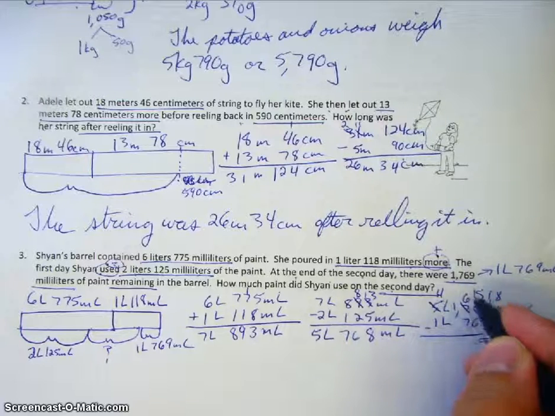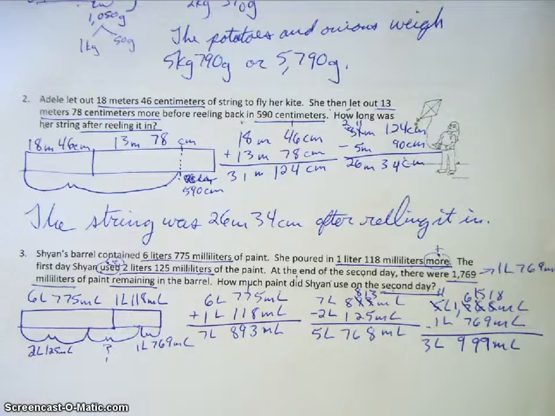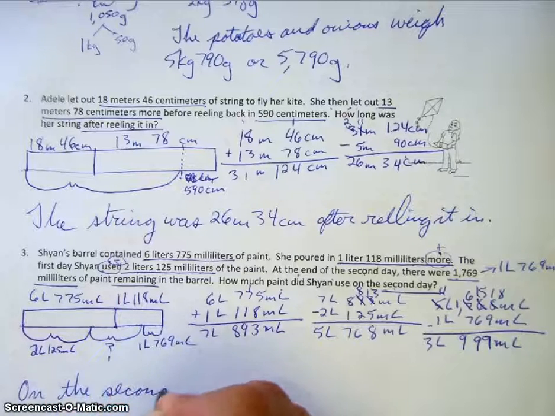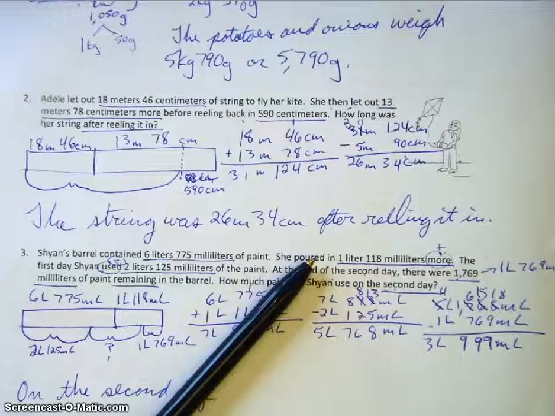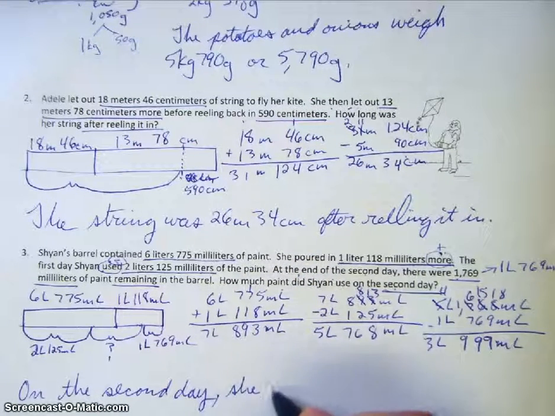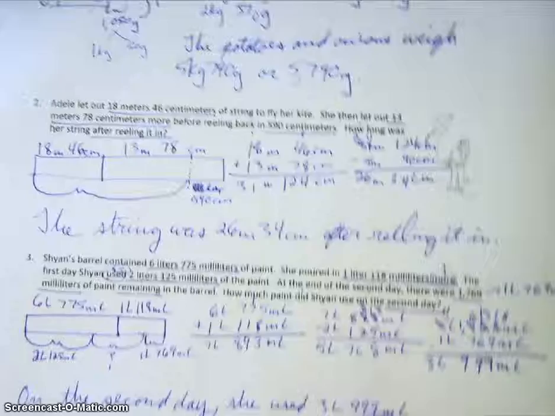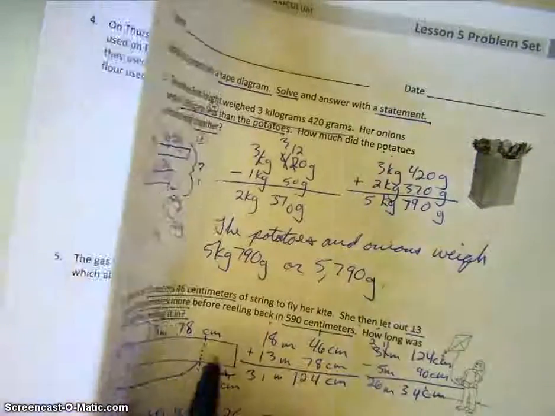Okay. So our final answer ends up becoming 3 liters, 999 milliliters. So on the second day, she used 3 liters, 999 milliliters. Okay, so moving on to our next page.